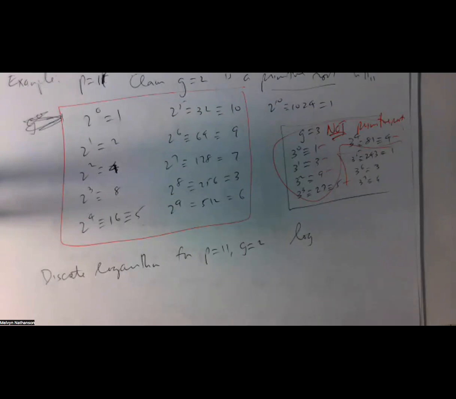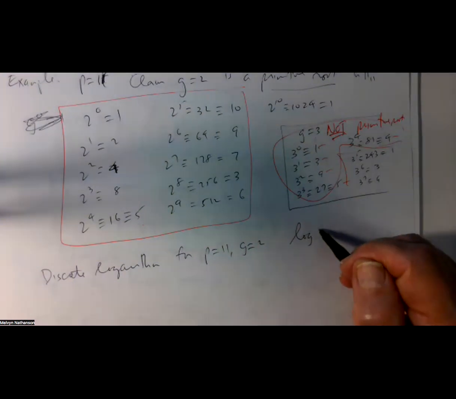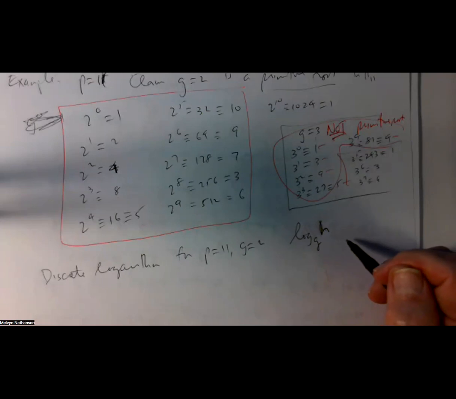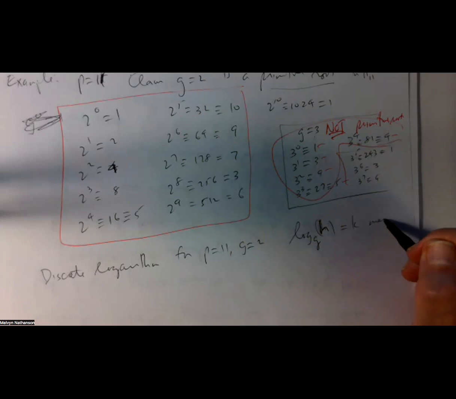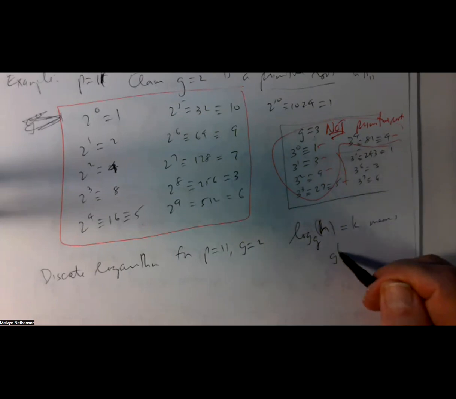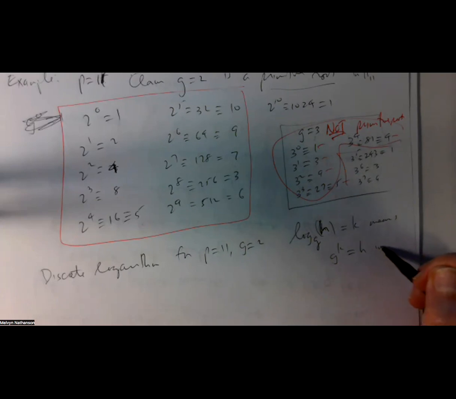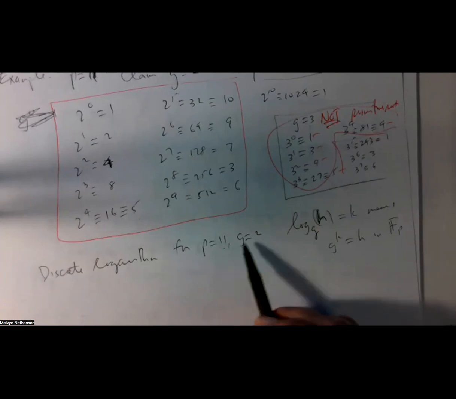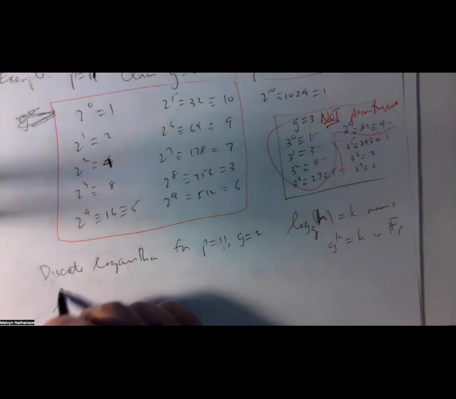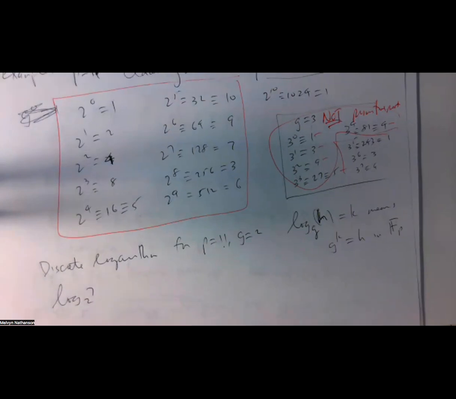Okay. All right. And the discrete logarithm problem says, given a number h, so log h to base g. This means if this is equal to k, this means g to the k is equal to h in your field FP. So here I have my prime 11 and g equal 2. Suppose I want to know, what is the log of 7 with respect to 2?